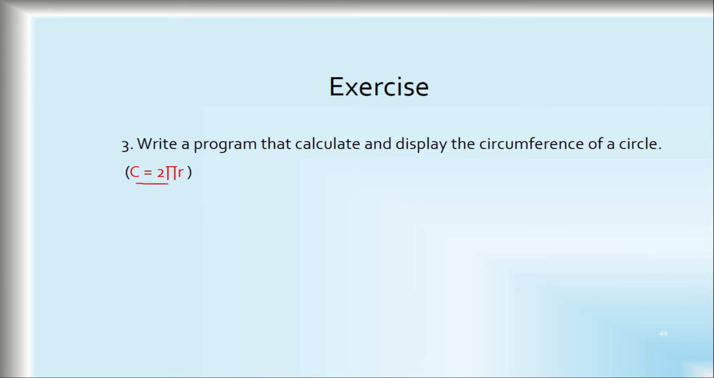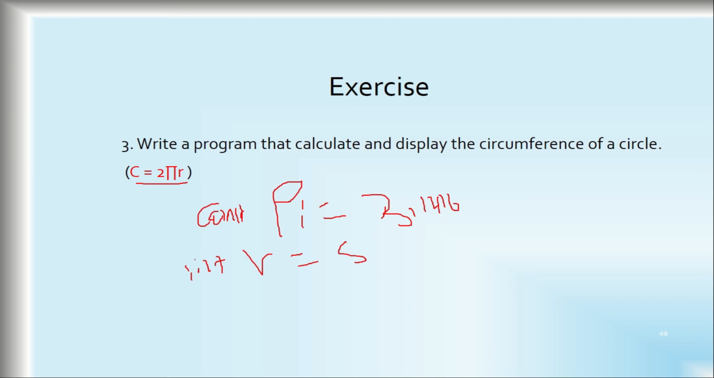This is also the circumference of a circle is given, so you should declare pi, const pi is equal to 3.1416 and r is equal to, you can say int r is equal to some value, just 5 for example, and calculate cin r, because you already have the pi value, cin r, then c is equal to 2 times pi, the value of pi, times r, then cout c, then terminate. Please try this by yourself.